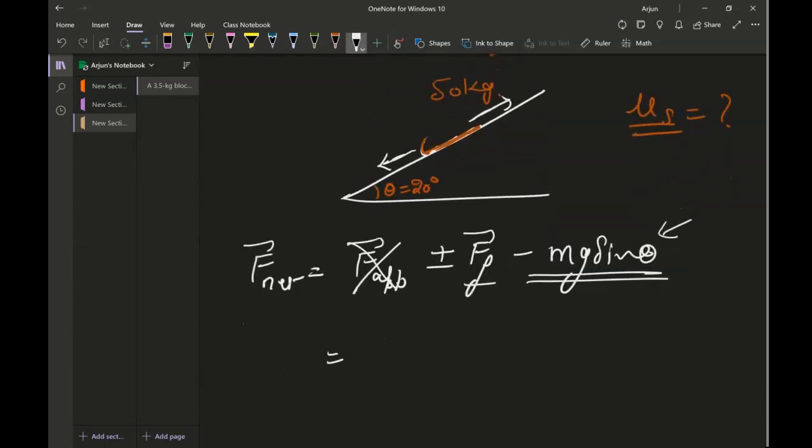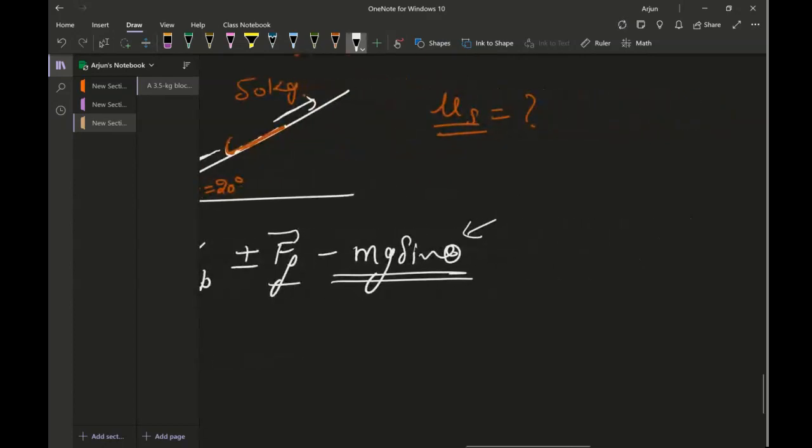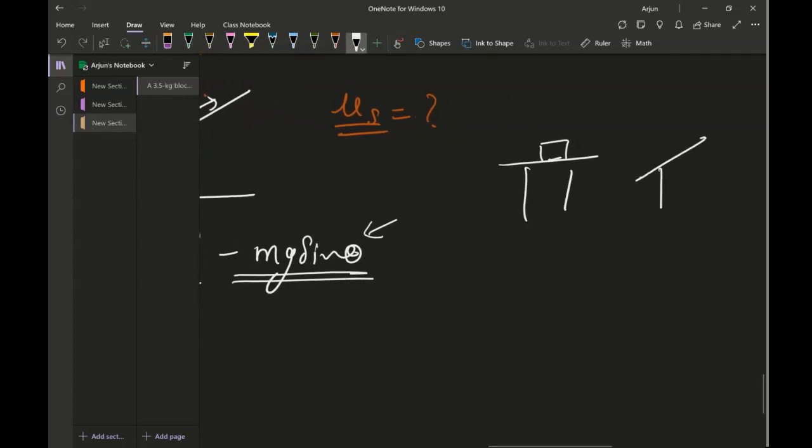And you can conduct an experiment if you are confused with this. If you place a book on a table, then slowly but surely move this table to an inclined plane, you can move it like this, and you will find after a certain time this book will start moving downwards because of gravity. So that value is mg sine theta.